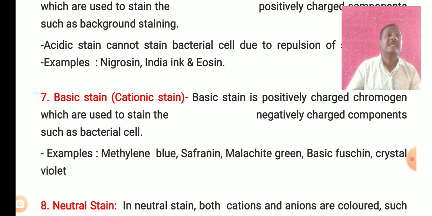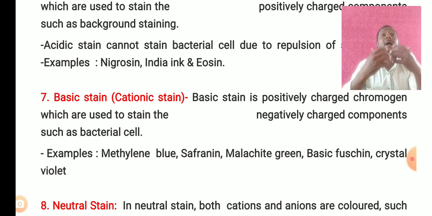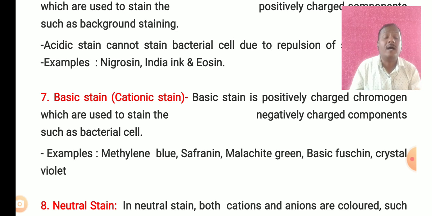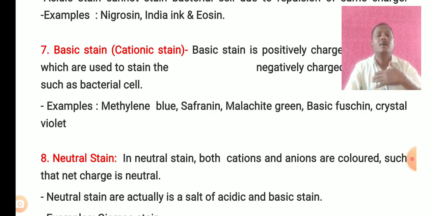Basic stains generally contain positively charged chromogens. That's why they can color the microorganism and its parts, because the microorganism has a negative charge. That's why there is attraction between these two charges, and they color the bacterial cells. For example, methylene blue, safranin, malachite green, basic fuchsin and crystal violet. These are different examples of basic stains.